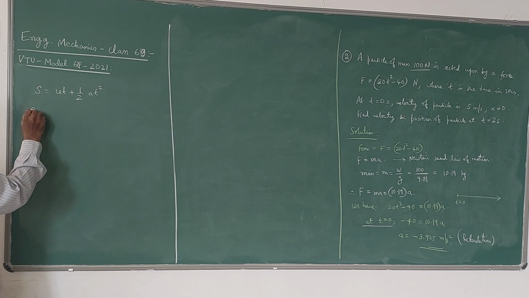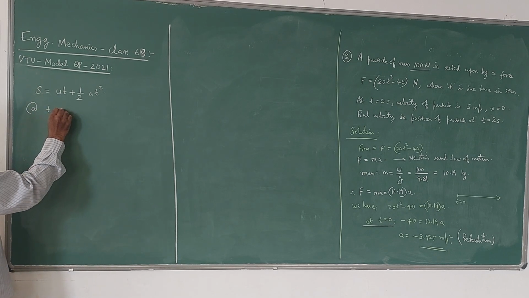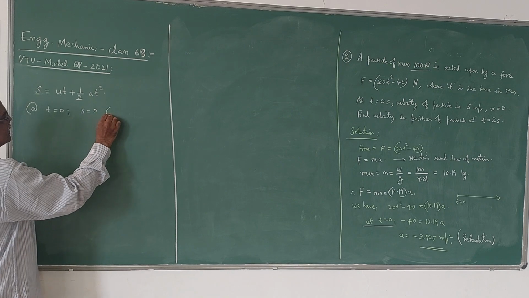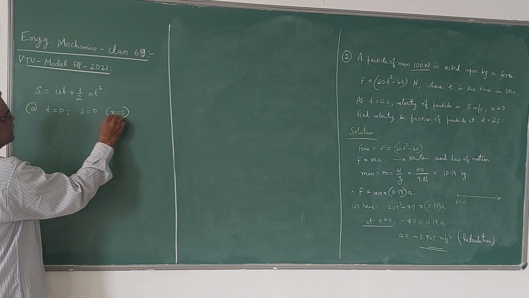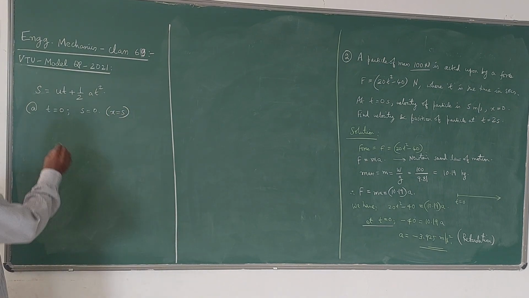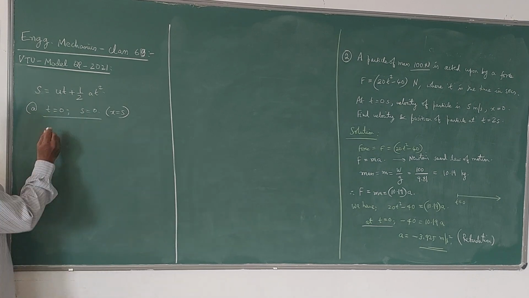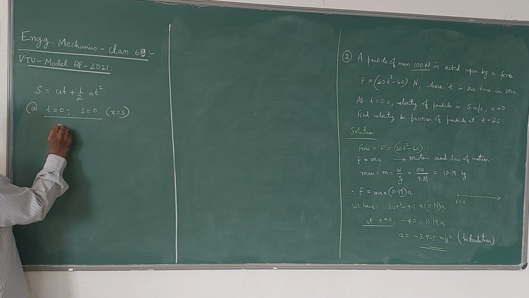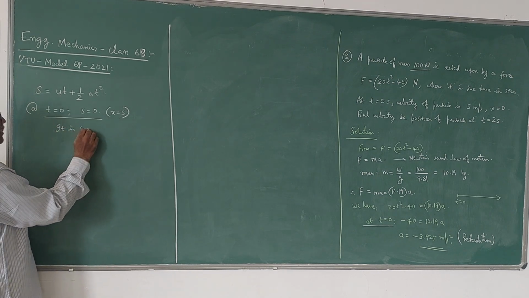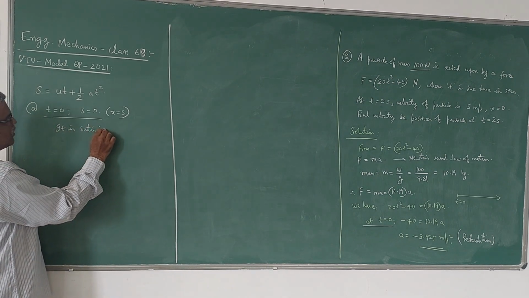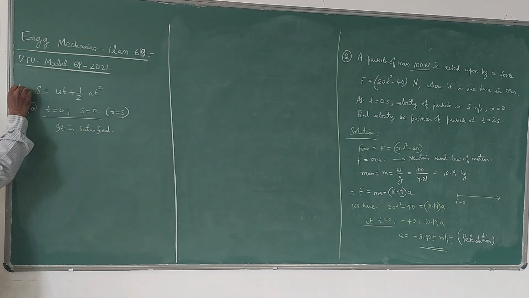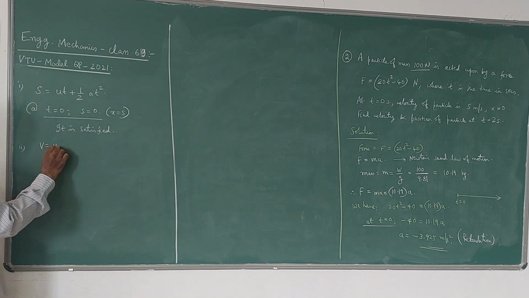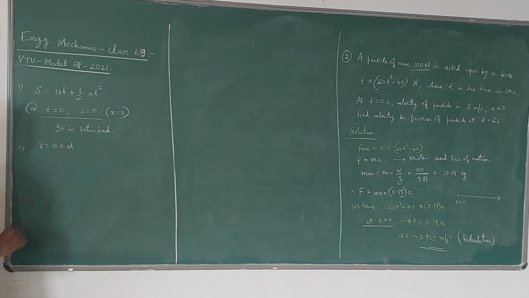Now at t is equal to 0, you can observe that s is also 0. That means s is here x. Therefore, at t is equal to 0, s is equal to 0, it is automatically satisfied. So one equation of motion is satisfied. Now coming to the second equation of motion, v is equal to u plus at. This is the second equation.